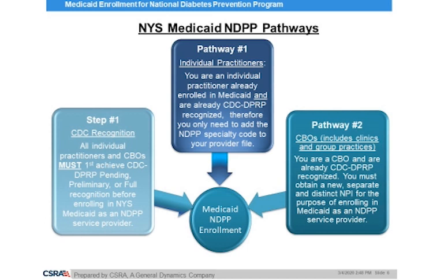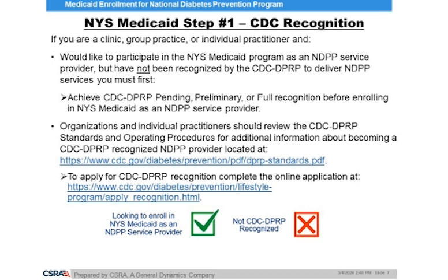Most individual practitioners are already probably familiar with this process, as a practitioner, on how to add an individual specialty code to their file. If they're not, we've got great instructions on how to do that. Pathway 2 is for CBOs. That includes, for NDPP purposes, clinics, group practices. So if you are a CBO being identified for the purpose of NDPP and you have CDC DPRP recognition, which is the Diabetes Prevention Recognition Program, the governing agency that oversees the CDC's recognition for NDPP, that, again, was on slide 1 that I so nicely skipped over. And so you do have CDC recognition, and you want to come into the Medicaid program, that pathway 2, which we're going to discuss later on the slide, is going to be the pathway you want to move on to.